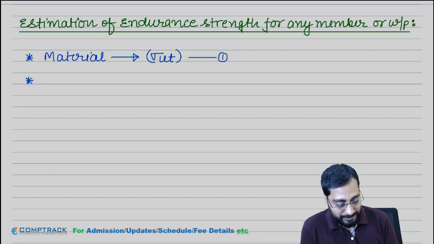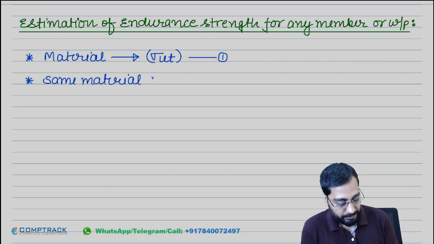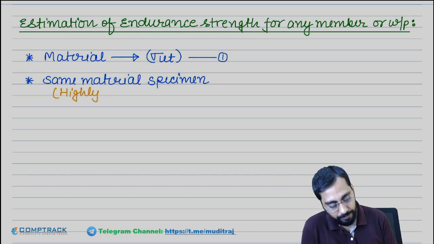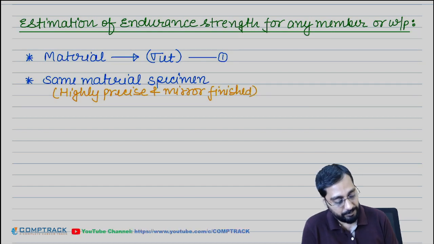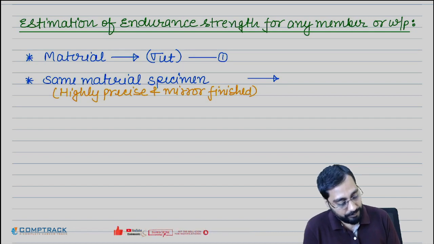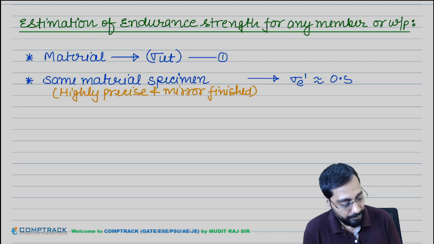Then for the same material specimen. You understand specimen, I told you in the earlier class. A specimen means highly precise and mirror finished, a very good surface finish. That is called a specimen. So specimens are costly. For the same material specimen, you will check the value of sigma e dash, the endurance strength, and it will generally be equal to 0.5 of sigma ut.